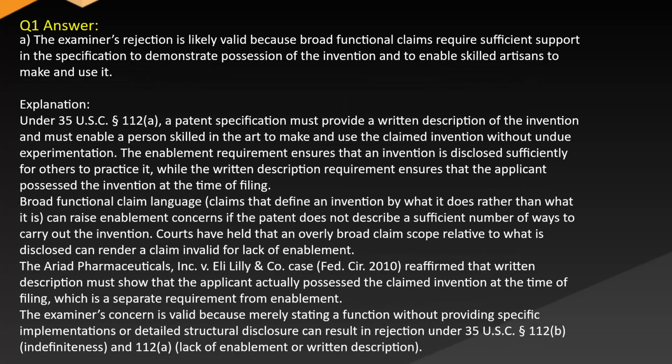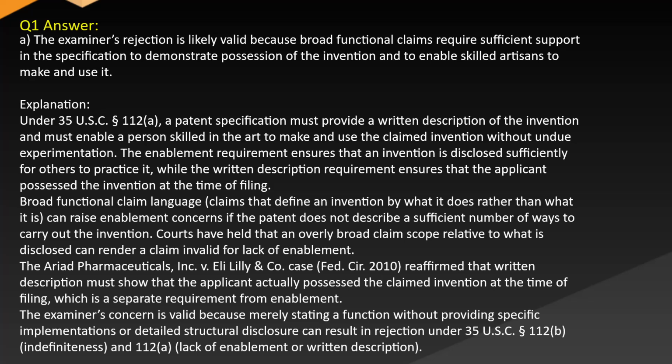Answer A. The examiner's rejection is likely valid because broad functional claims require sufficient support in the specification to demonstrate possession of the invention and to enable skilled artisans to make and use it. Explanation. Under 35 U.S.C. § 112, the patent specification must provide a written description of the invention and must enable persons skilled in the art to make and use the claimed invention without undue experimentation.